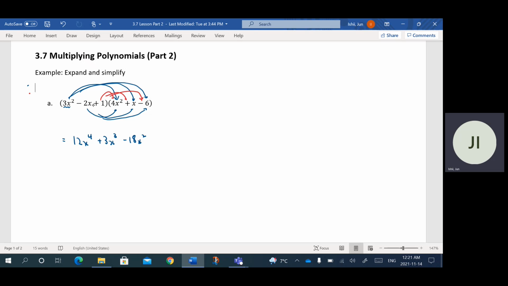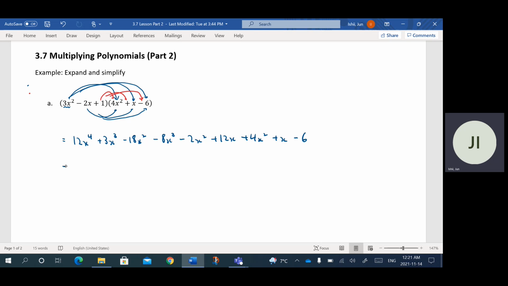Next, I have to do it with the negative 2x. Negative 2x times 4x squared is negative 8x cubed. Next up, we have negative 2x squared, and then we also have a positive 12x. Lastly, we're going to multiply 1 with each one of these terms. So 1 times 4x squared is 4x squared, and 1 times x is x, and 1 times negative 6 is negative 6. So we do end up getting 9 terms, because that's 3 by 3.